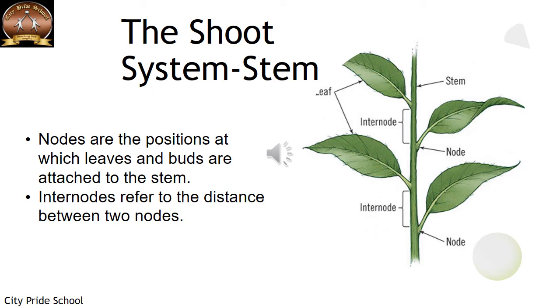So now, first we're going to discuss the stem, which is this central structure that you see in the figure. Now, the main structure of the stem is the nodes. We can see all these points from where the leaf arises are termed as the nodes. They are the positions at which leaves and buds are attached to the stem. And the space in between these two nodes is termed as the internode.